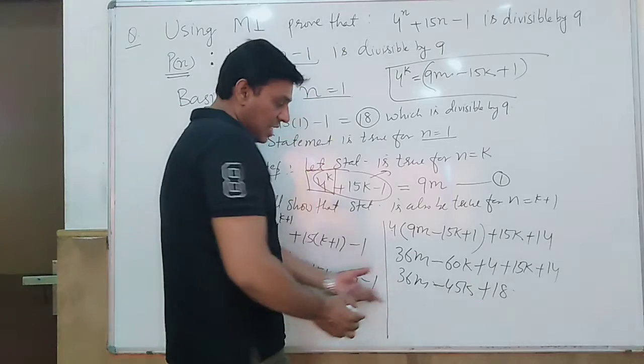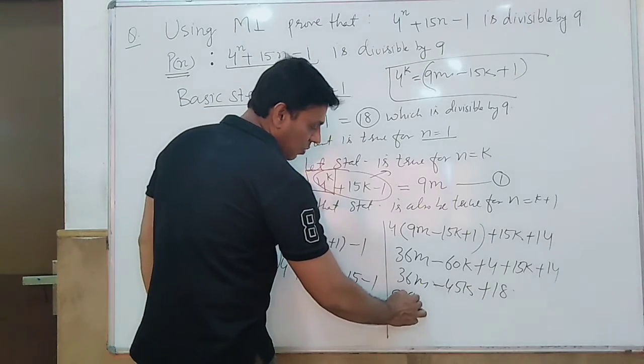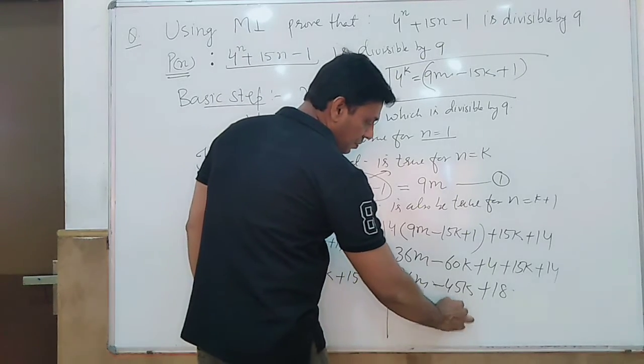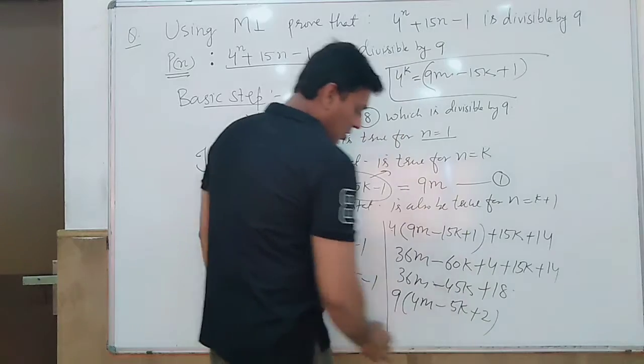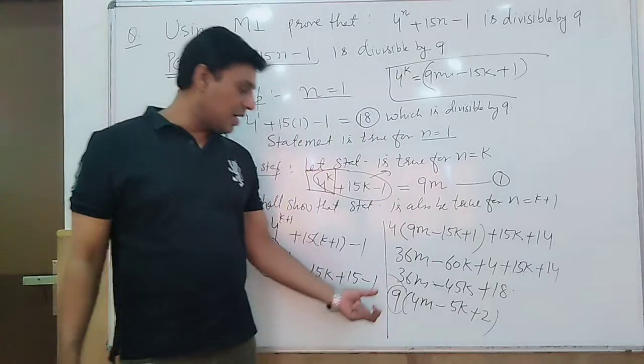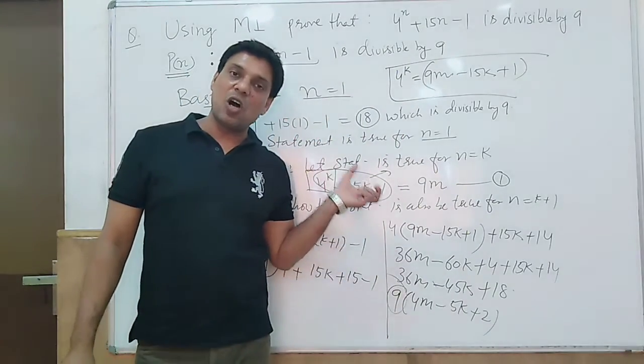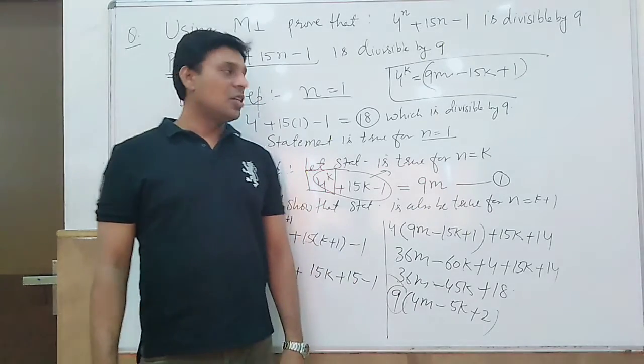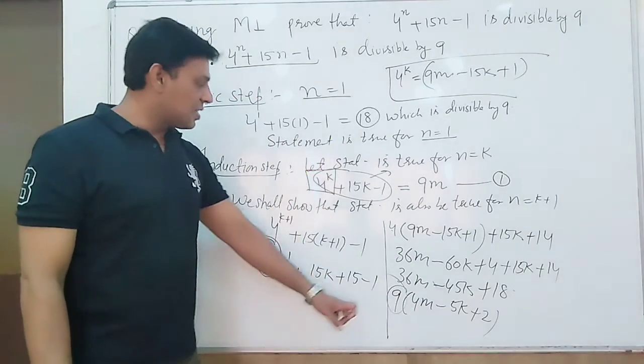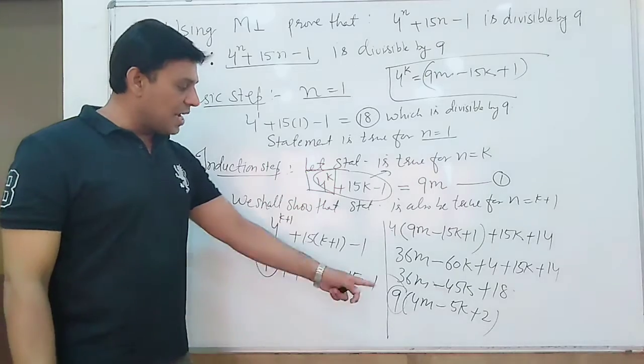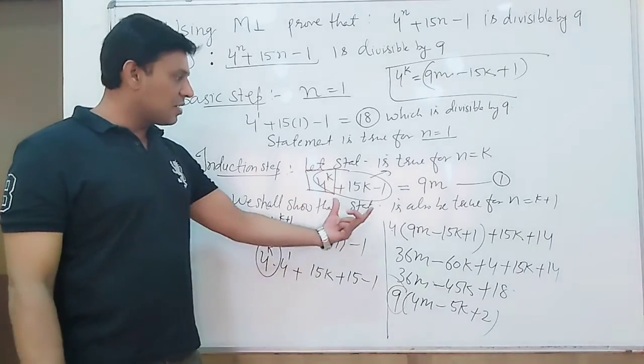So from this expression I can take 9 as a common. So now you see it is a multiple of 9. It means it is also divisible by 9. So we have shown that the result is also true for n is equal to k plus 1.